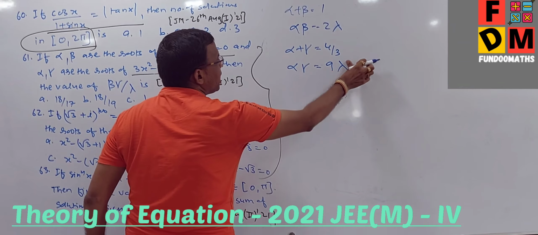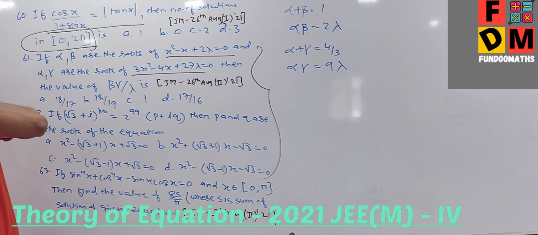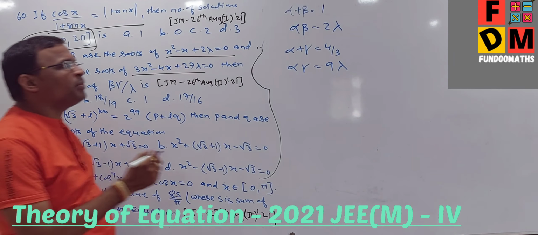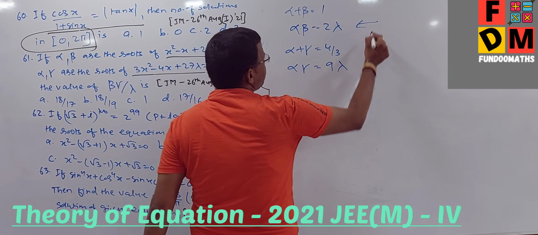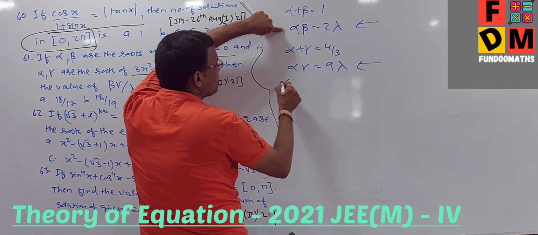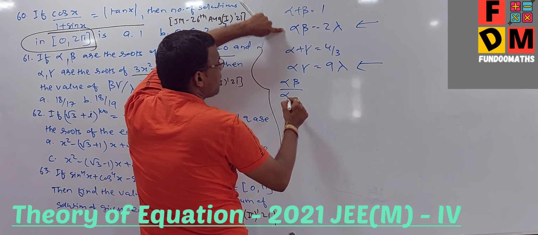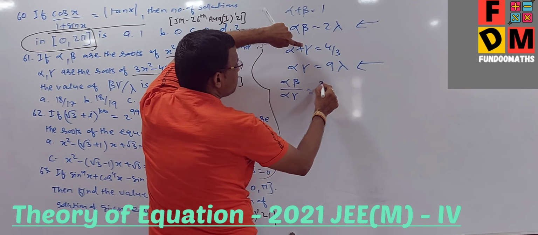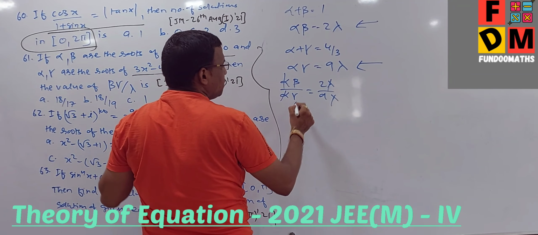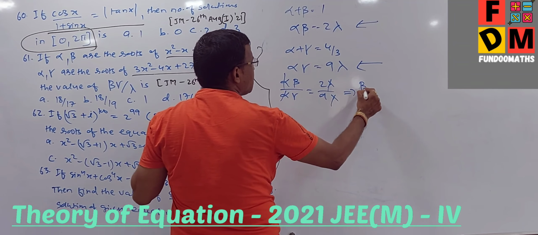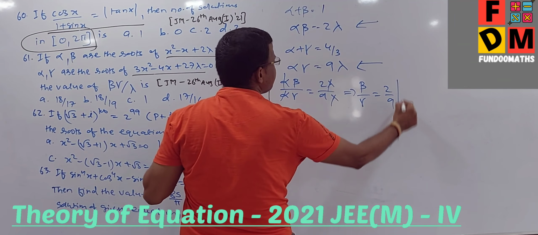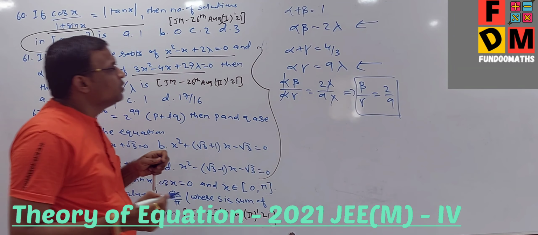I have to eliminate one variable, so let me eliminate alpha. Let me divide these two relations. If I divide this by this, alpha beta by alpha gamma is equal to 2 lambda upon 9 lambda. So it gives me beta upon gamma is equal to 2 by 9. This is the relation I am taking.